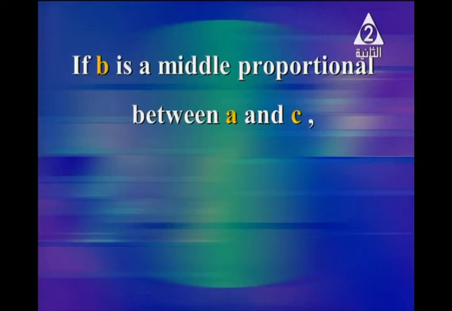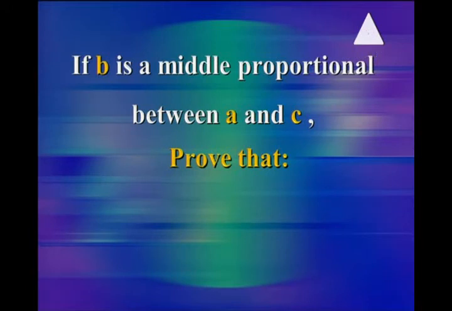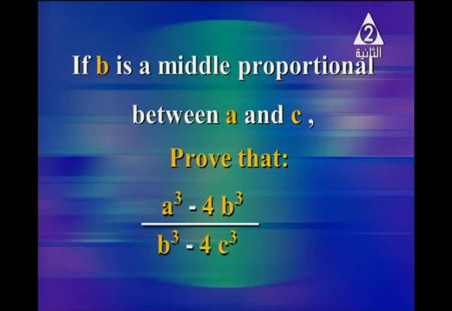If B is the middle proportion between A and C, prove that A power 3 minus 4B power 3 over B power 3 minus 4C power 3 equals B power 3 over C power 3.